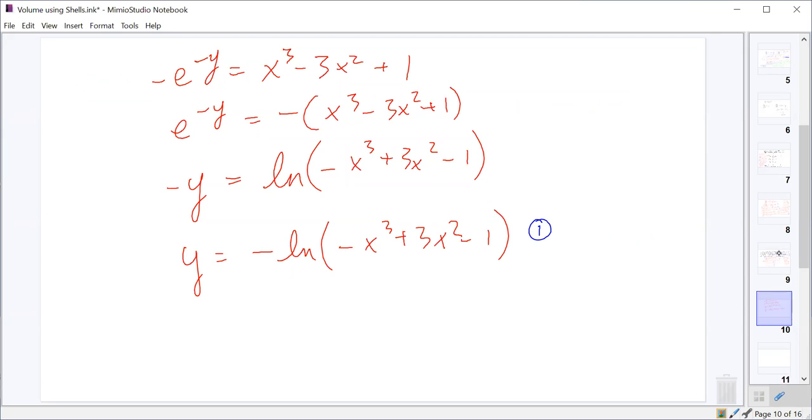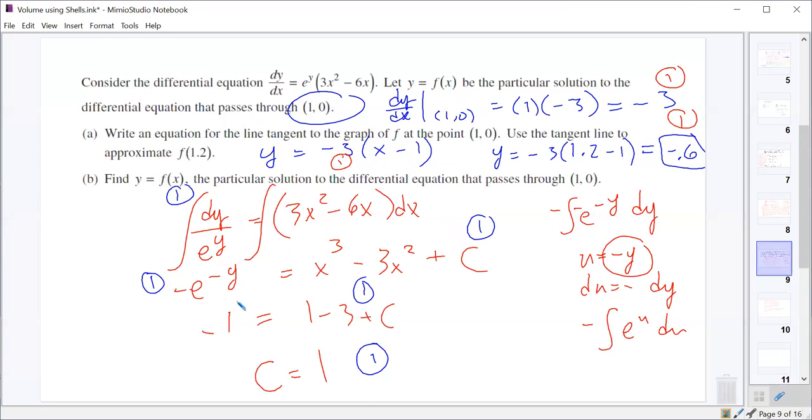When did we? Right here, after we integrated. As soon as you integrate, solve for c. Once you've integrated both sides and put your plus c, put in your initial condition and solve for c. So we plugged in 1 for x, which gave us 1 minus 3 plus c. We plugged in 0 for y, which gave us negative 1 on the left. Gave us a constant of 1.